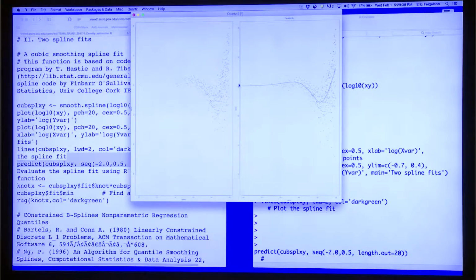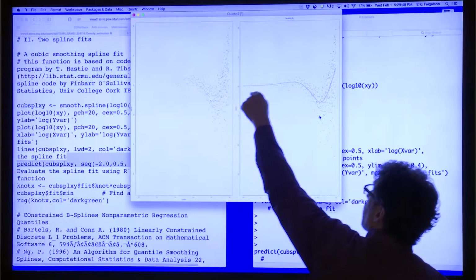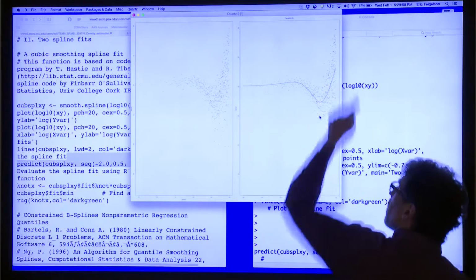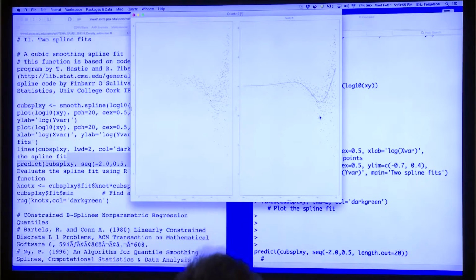Okay, so I then used the lines function in R to draw the curve that came out of cubic spline. And there it is. It's there in green. And it's flat, and it goes down, and it goes up. And I thought, hey, that's not bad. In fact, I'm pretty pleased. It got some nonlinear behavior in a reasonable way.